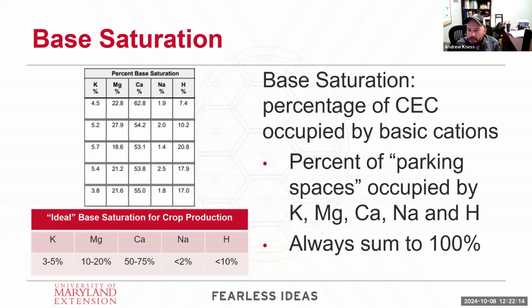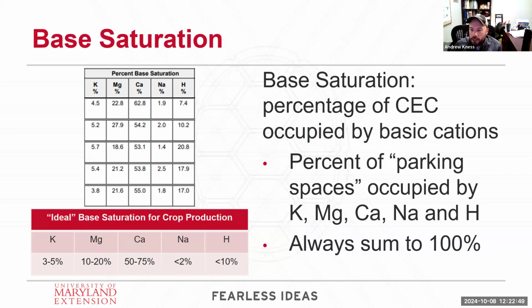Now, these are just some rough, ideal, quote unquote, base saturation numbers for crop production that you could strive to maintain. For potassium, we want about 3 to 5%. Magnesium, somewhere 10 to 20. Calcium is the one that you want the most of on your exchange sites. That's going to be 50 to 75%. Sodium, which is salt, is not good to have at very high concentrations for plant growth, so we want less than 2%. And ideally, you should be less than 10% for hydrogen.